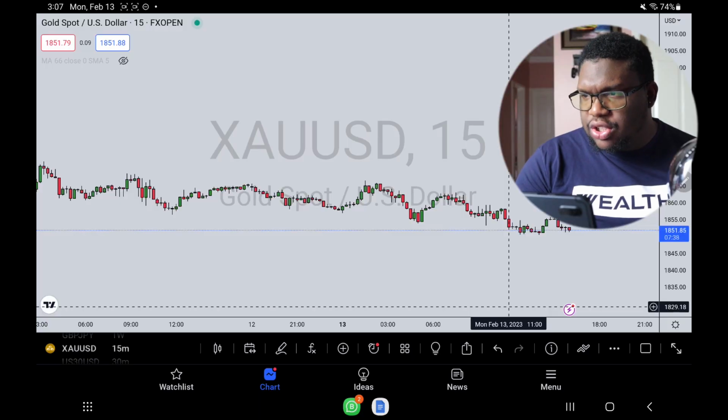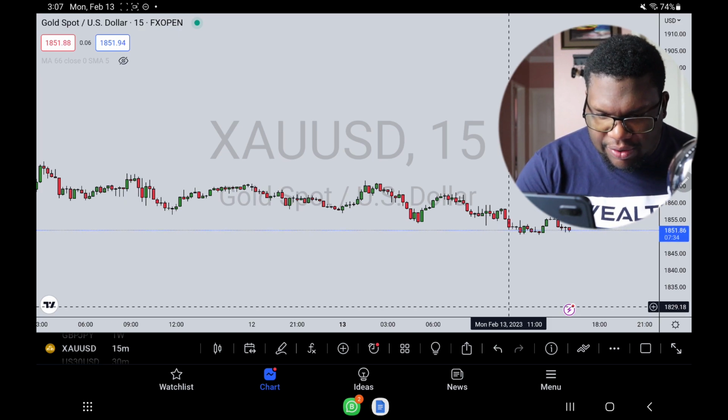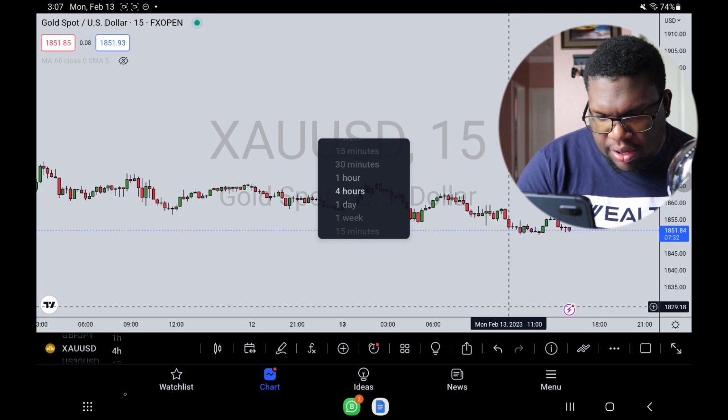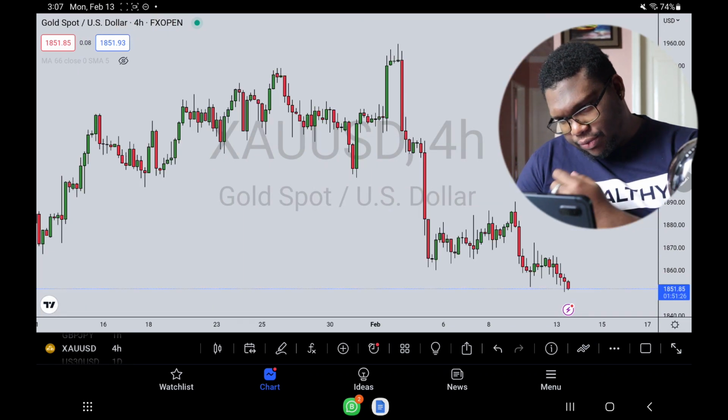So let's hop on support and resistance on the charts. So I like to plot my support and resistance on the higher time frame. So the higher time frame means I'm working with a 4-hour or a daily. So because we're looking at gold, we'll be working with the 4-hour first, right?